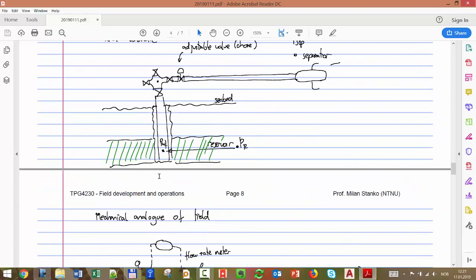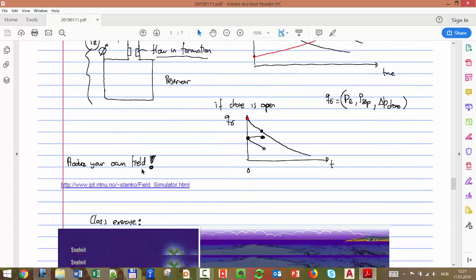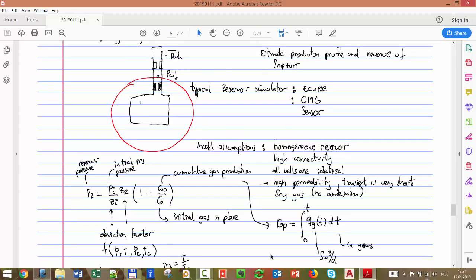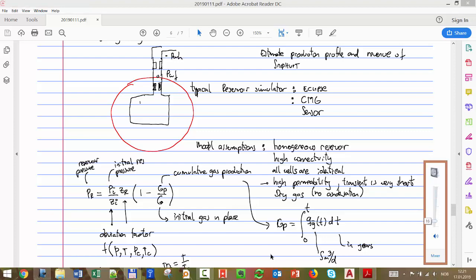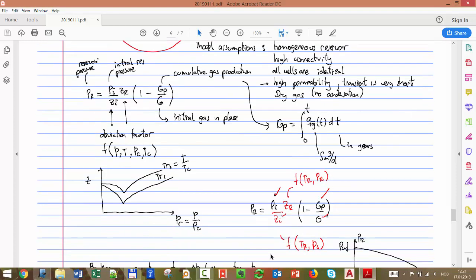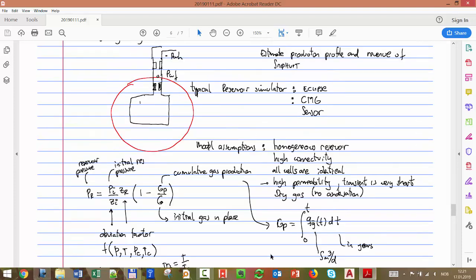And finally, we said, let's first make a mechanical analog, so we try to understand how the field works in a very simplistic way. And then we went to make an example. We were using a proxy, a very simplified reservoir simulator, where I need two elements.